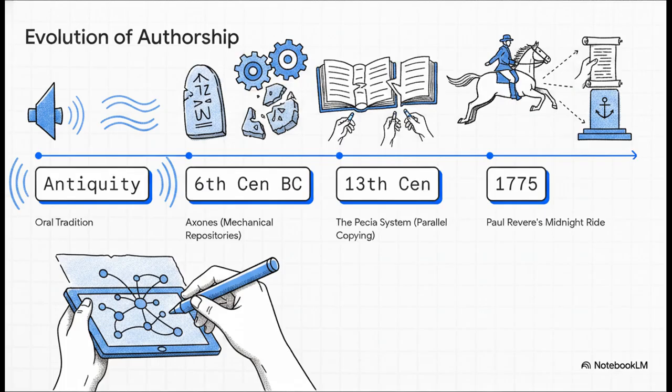We're talking about things like the mechanical axons in the 6th century BC, or the medieval Passia system, where legal texts were shattered into chunks so monks could copy them in parallel. The sources even trace this unbroken chain all the way to Paul Revere's Midnight Ride in 1775. By writing his mission down on a physical substrate, Revere created a permanent public record of his physical effort. He effectively anchored his intent right into reality.